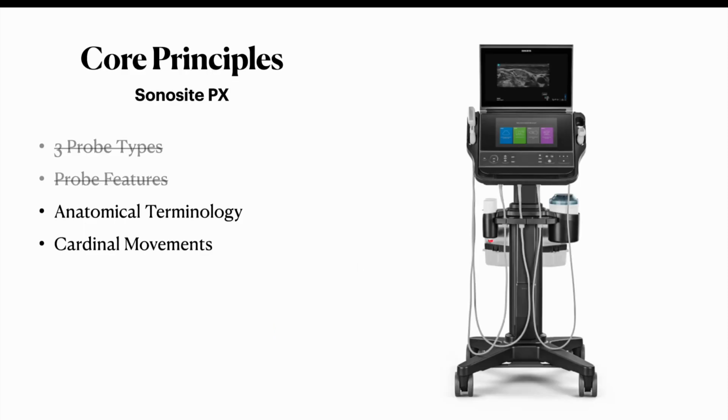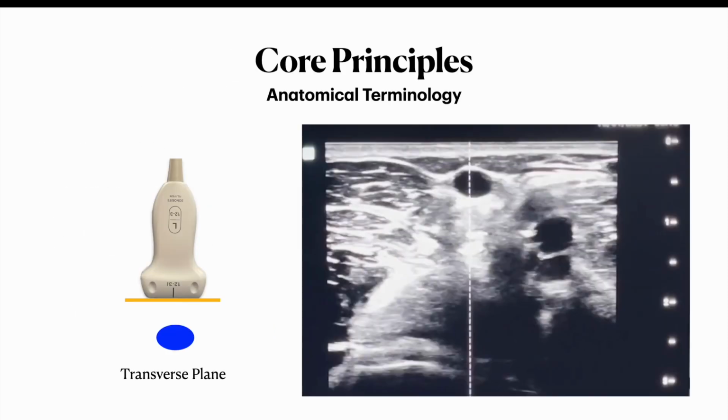Next up, we will quickly review a few anatomical terms. There are 2 planes that we can use when performing ultrasound guided IVs. The plane that we will be utilizing is known as the transverse plane, which simply means that the probe footprint is perpendicular to the vessel that we are looking at. So it takes a cross section of that vessel, and the blood vessel looks like a circle on our ultrasound screen.